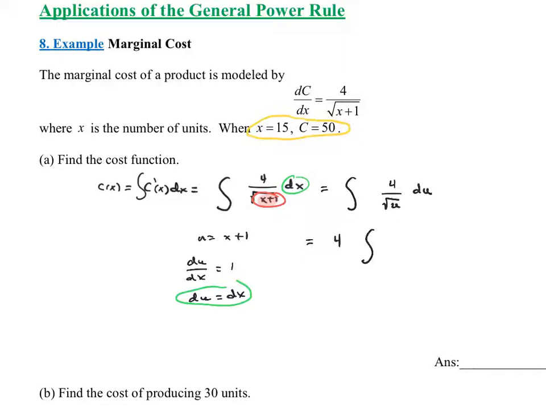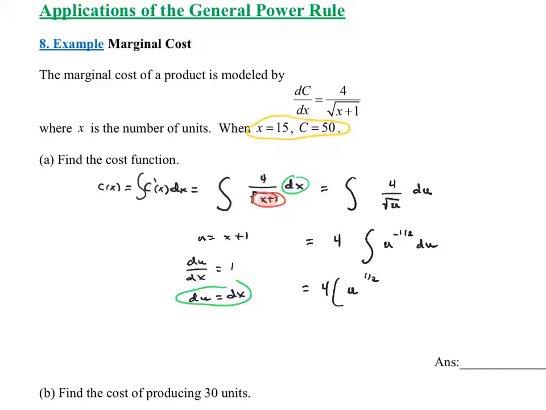But because u to the 1/2 is in the denominator, when I bring it to the numerator, I have to make that power negative. So that'd be u to the negative 1/2 du. Again, square root of u is u to the 1/2. Bring it to the top, makes the power negative. Now I'm going to use that power rule. That's going to be 4u to the, well, negative 1/2 plus 1. Negative 1/2 plus 1 is 1/2. So that'd be u to the positive 1/2.